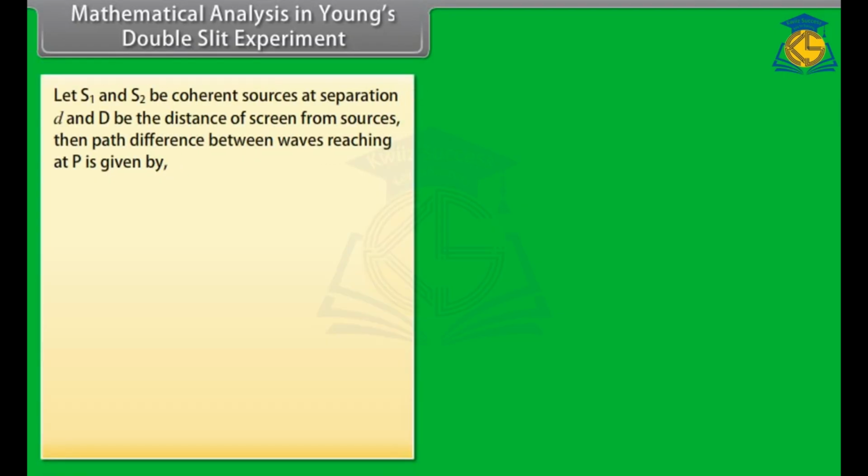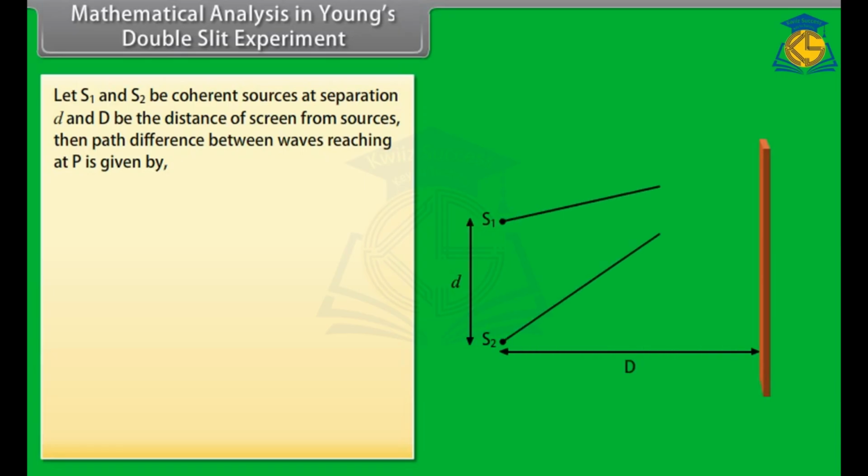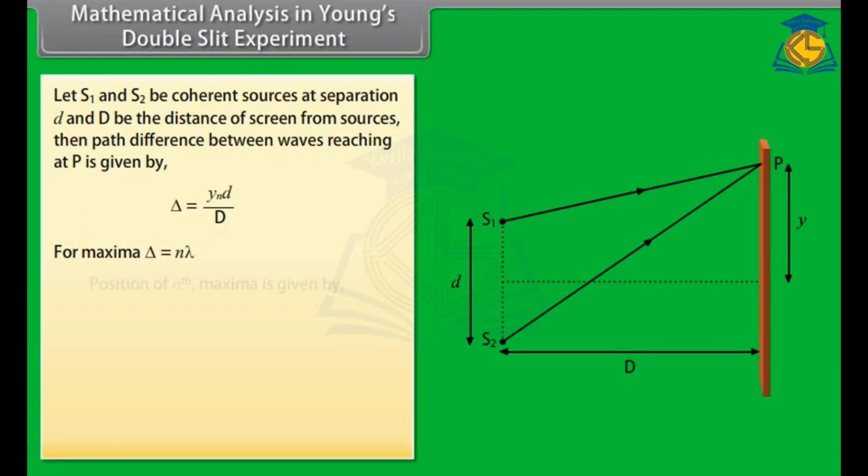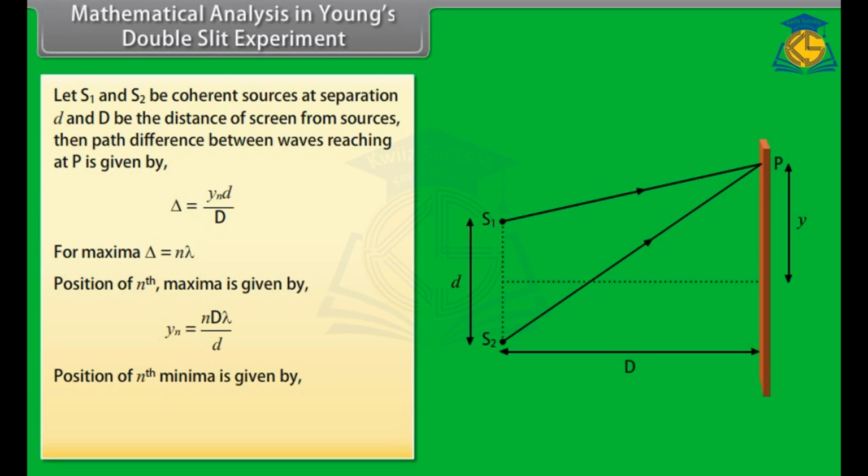Mathematical analysis in Young's double slit experiment. Let S1 and S2 be coherent sources at separation small d and capital D be the distance of screen from sources. Then path difference between waves reaching at P is given by the product of yn and small d divided by capital D. For maxima, delta is equal to n lambda, position of nth maxima is given by n capital D lambda upon small d. Position of nth minima is given by (2n minus 1) upon 2 into capital D lambda upon small d.